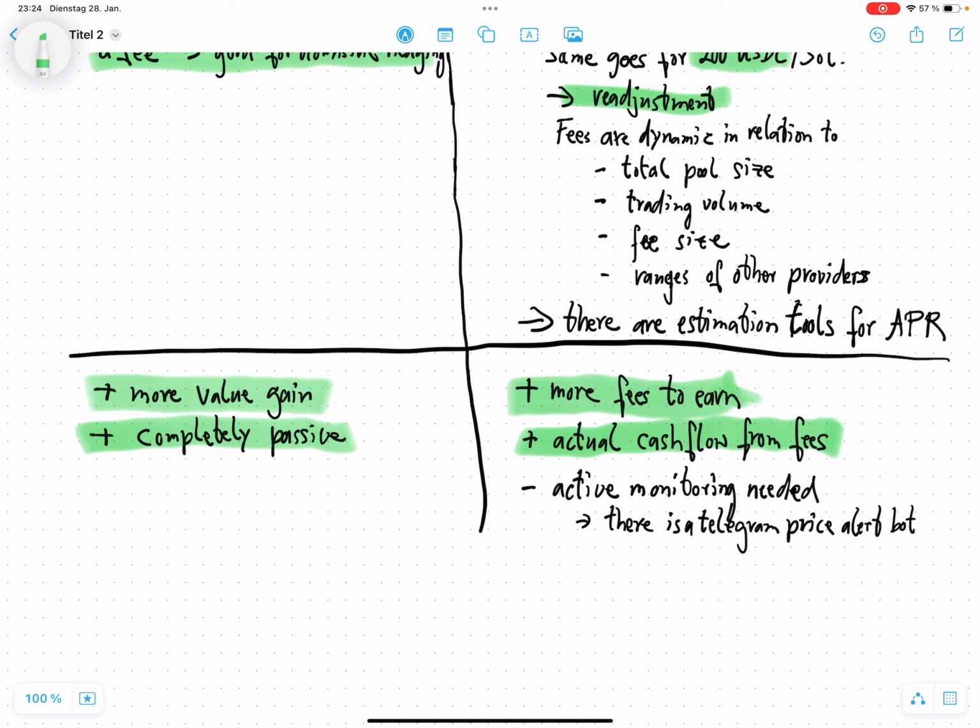And on the other hand, in the concentrated liquidity, you have to actively monitor your pools. You have to look at it. You have to check the ranges. You have to check the prices of the crypto assets that you have provided. If you're still in range, because you might have to readjust if the price leaves the range. There's also some, for instance, Telegram price alert bots, where you get some messages if a certain price of a crypto asset is reached. I will teach you about that in another video.